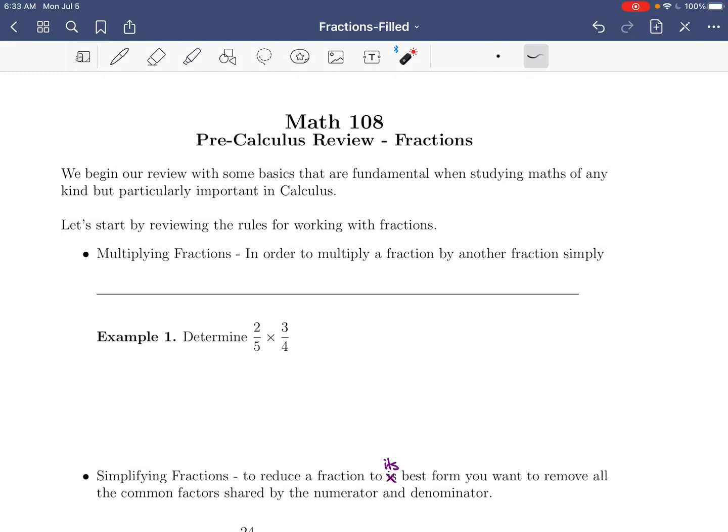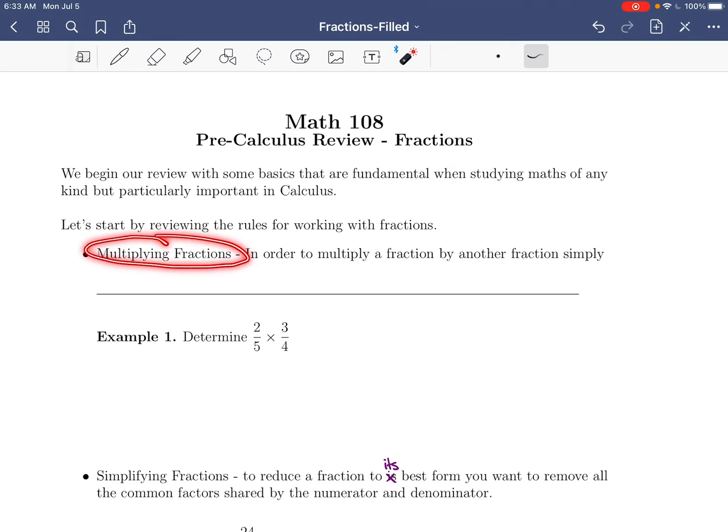In this video, we're going to do a brief reminder of how we work with fractions. Fractions are important when working with almost any type of math, really. But for us in calculus, they're going to be particularly important. A lot of fractions arise in a lot of different situations, and we need to be able to simplify them and work with them. So we're going to start by reviewing just the basic fraction rules.